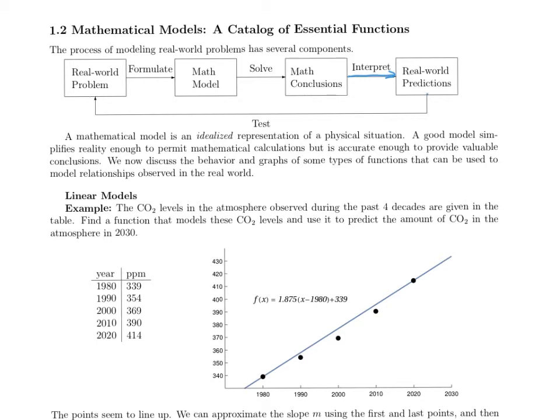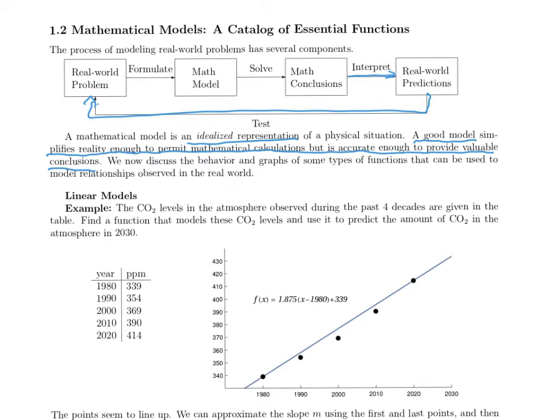And of course, if it turns out that this model is not good at predicting, then you go back to square one and you think it all through again. So this model is an idealized representation of reality. It mightn't be a perfect fit, but a good model doesn't really have to be a perfect fit. It should simplify reality enough to permit mathematical calculations, but it should also be good at prediction.